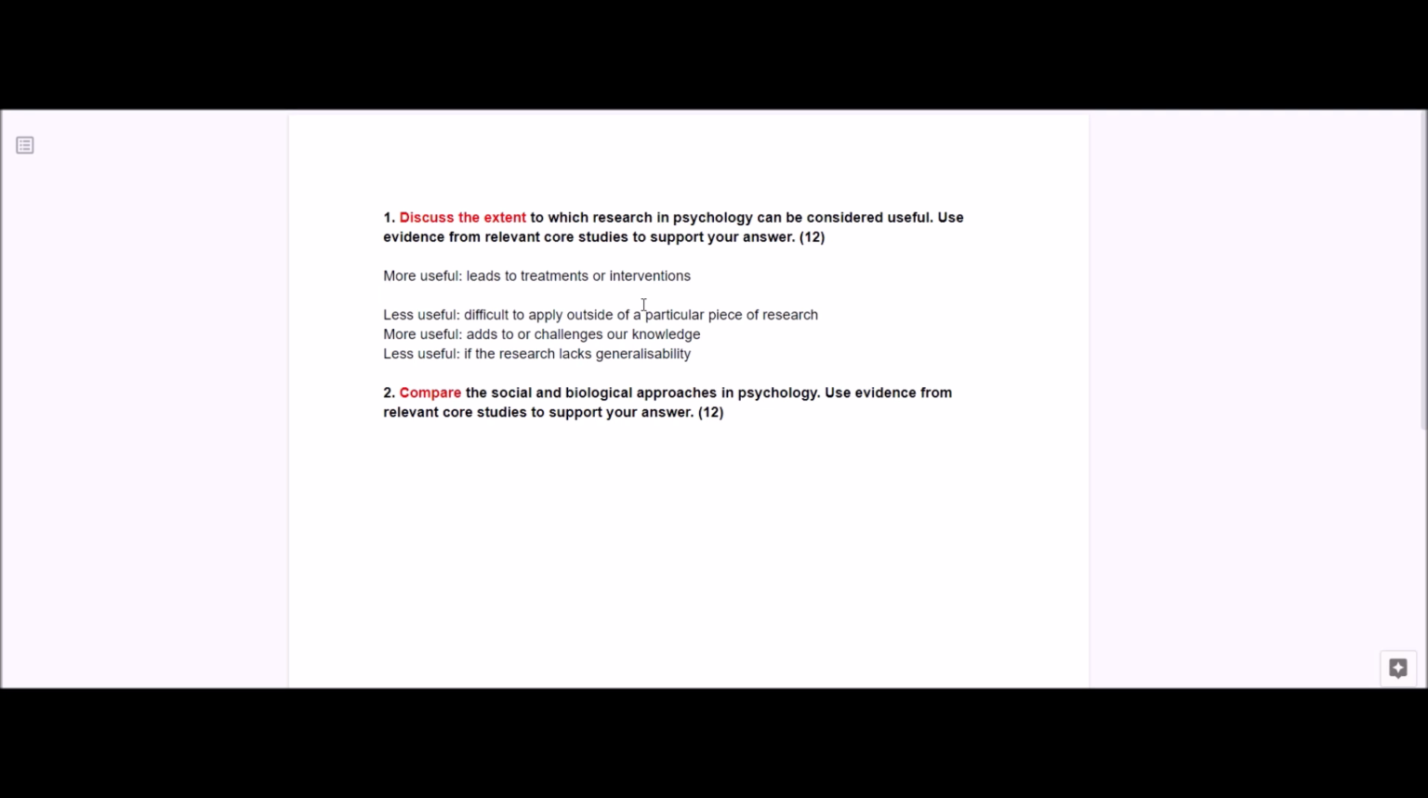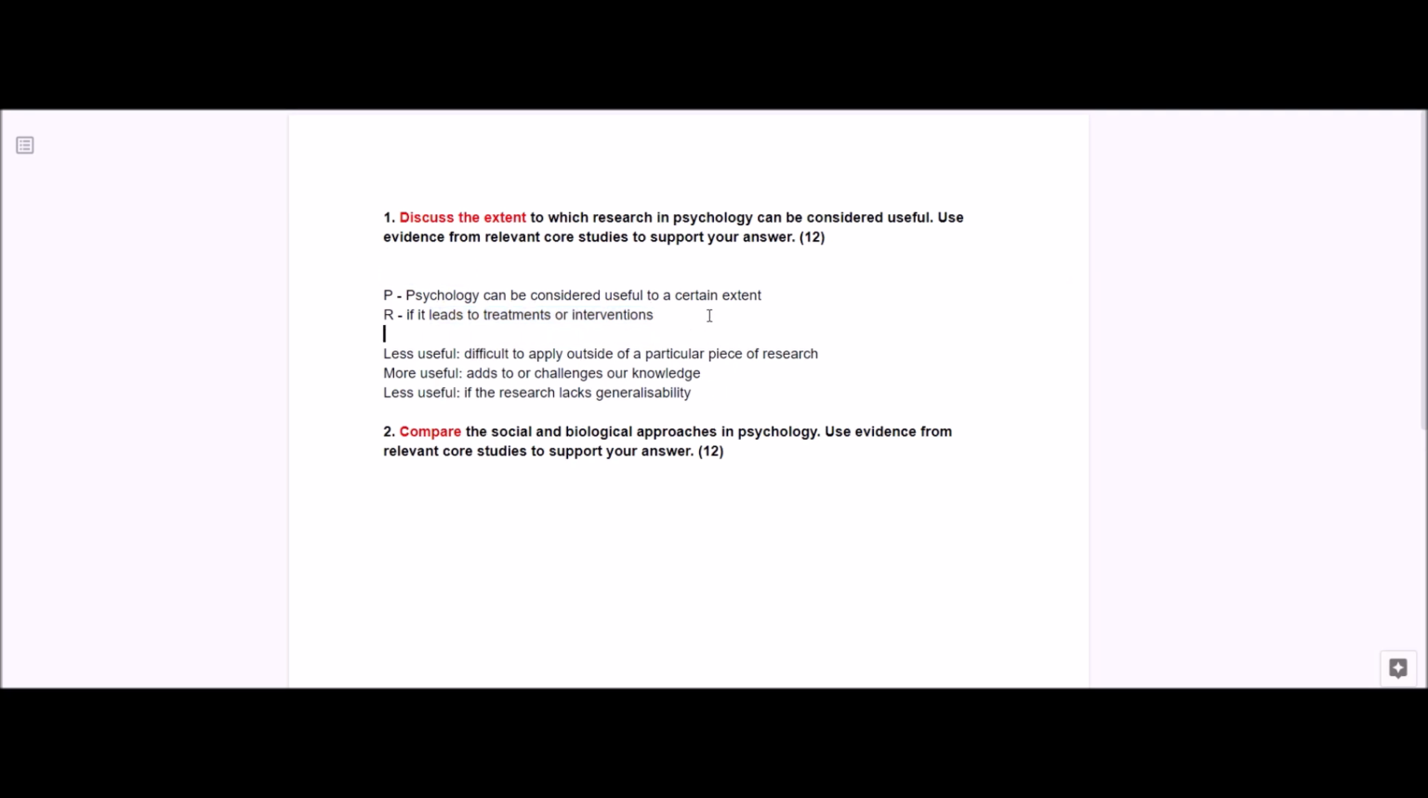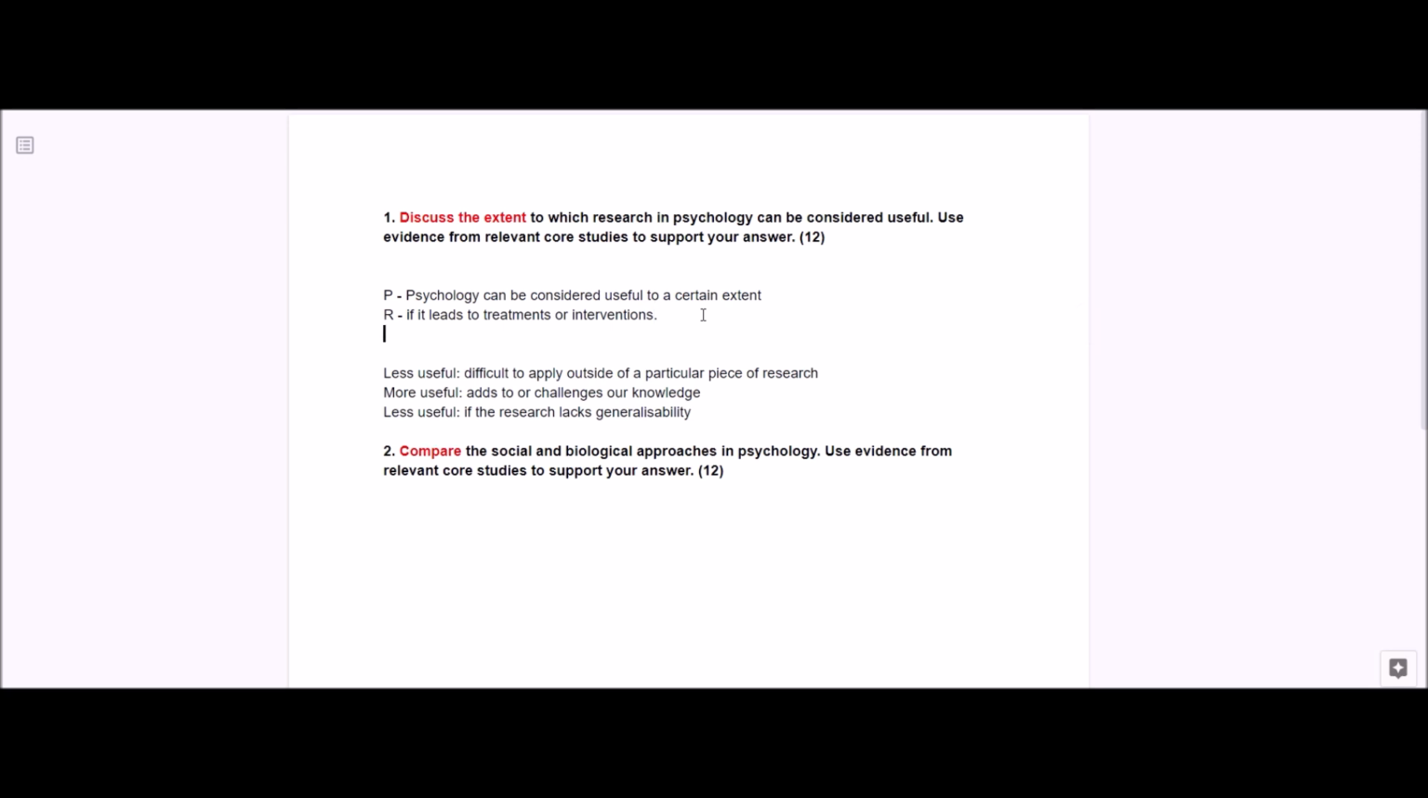So the first point that I'm going to make is that psychology can be considered useful if it leads to treatments or interventions. Okay, so my point is going to be that psychology can be considered useful to a certain extent. Okay, so the question is discuss the extent to which. Because I've said to a certain extent already, I have done that. So psychology can be considered useful to a certain extent if it leads to treatments or interventions. Full stop. So that's my point and my reason.